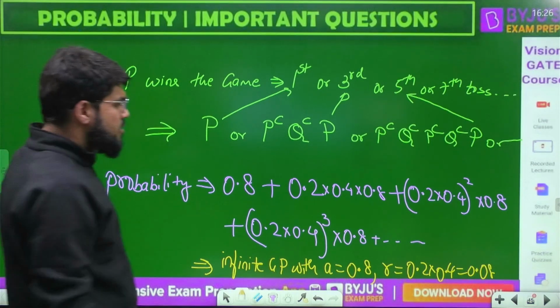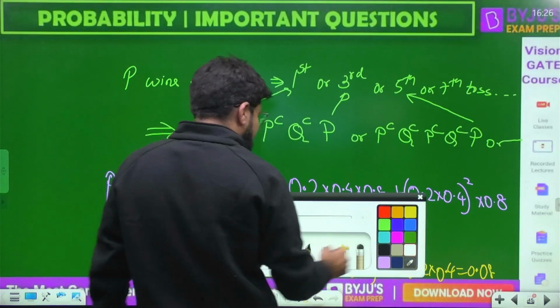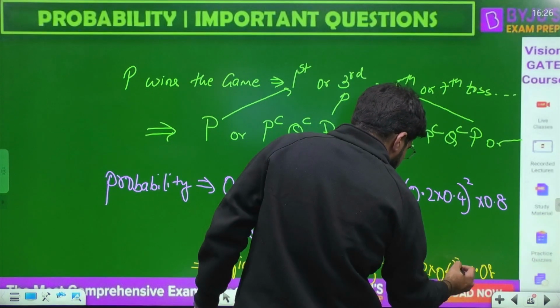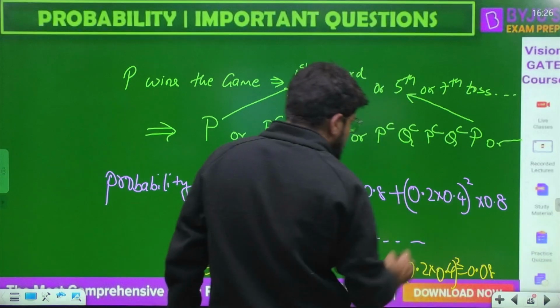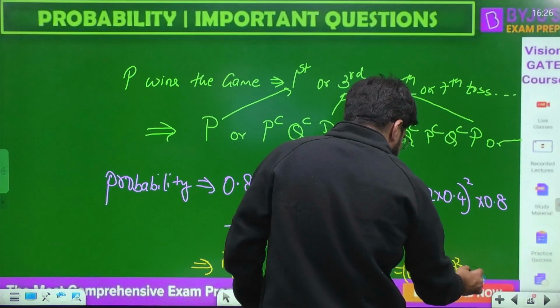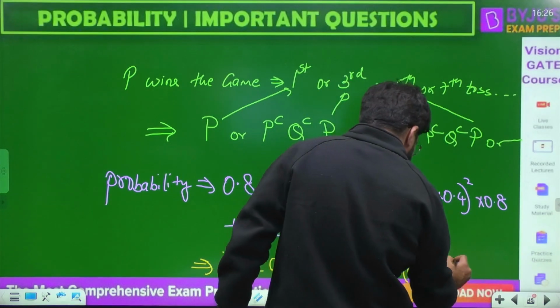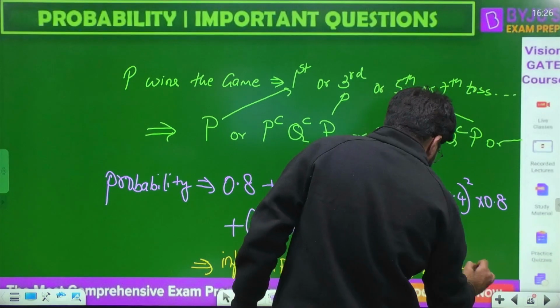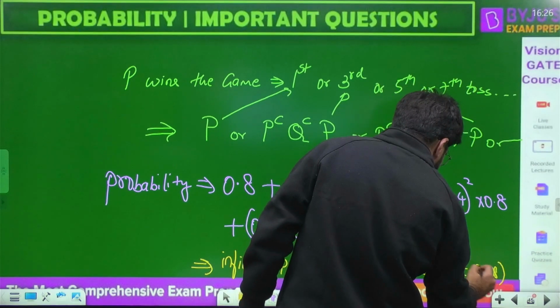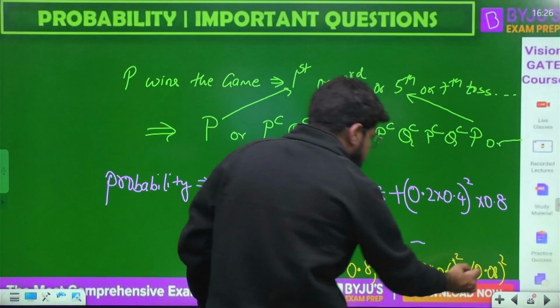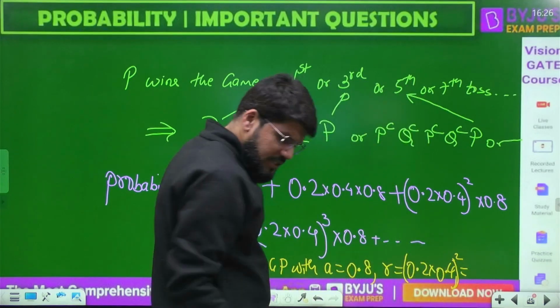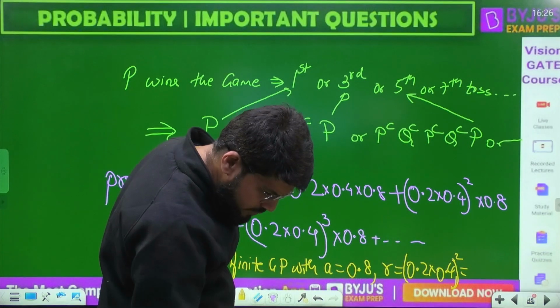No, the common ratio is 0.2 into 0.4 ka square actually. 0.2 into 0.4 ka square basically. Okay? Basically square of this. Okay, so that is like 0.08 ka square. Okay, how much will be that value? Okay, 64 into 10. Yeah, direct value hi dekh lenge.